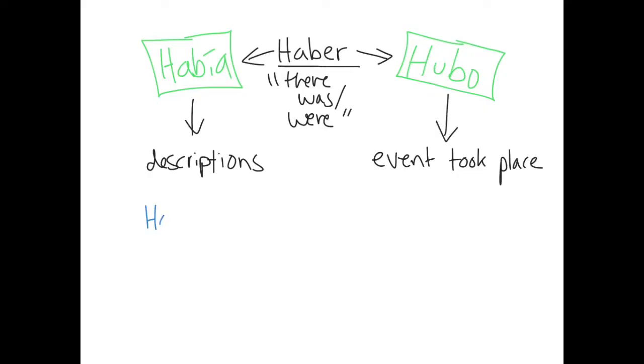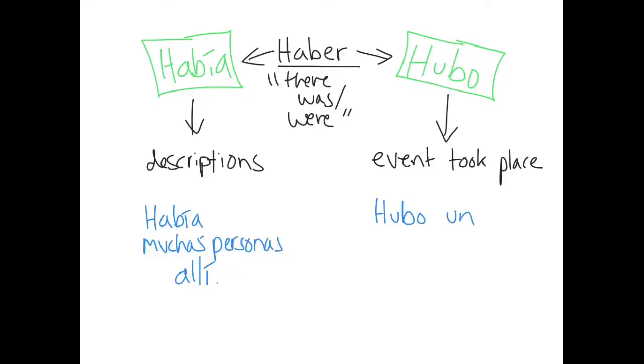But if you work with había, you're talking about descriptions in the past. So an example would be, había muchas personas allí. There were a lot of people there. Just a general description. But hubo is for events that took place. So hubo un terremoto. There was an earthquake, being an event, so therefore we had to use hubo.